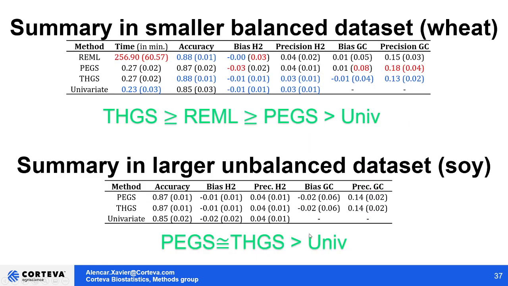So here's the summary of both studies, where we see that REML performs very poorly in terms of fitting time, and the fastest that we can get is the univariate from approximation. Accuracy is best with REML and TAGs in the WIT dataset. REML is the least biased method in terms of heritability, but in terms of genetic correlation, TAGs was better both in bias and precision. But when we see larger unbalanced data sets where the individuals have not been observed in more than one environment, we notice that everything is about the same with PEGs and TAGs, and they are both slightly better than univariate methods.